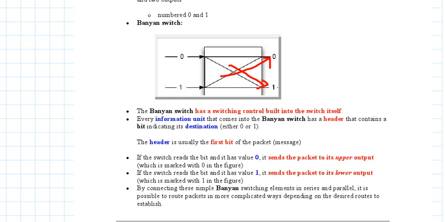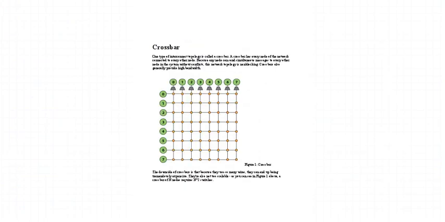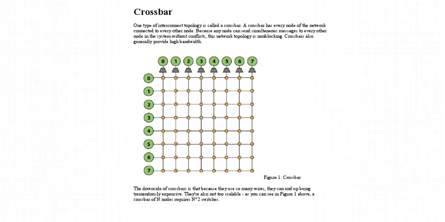Now by connecting these simple banyan switches, different interconnection networks have been implemented. For example, shuffle exchange network, omega network, butterfly network, etc. Now today we will look into crossbar network at first. This is the basic diagram of a crossbar network.